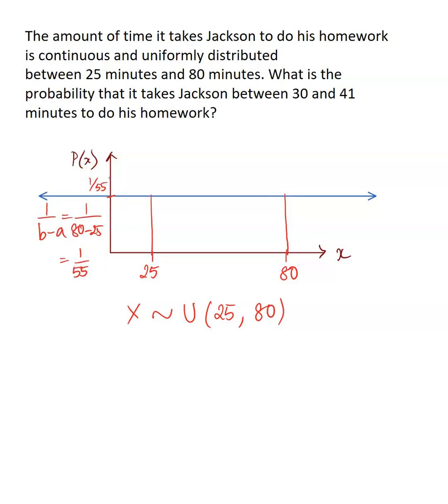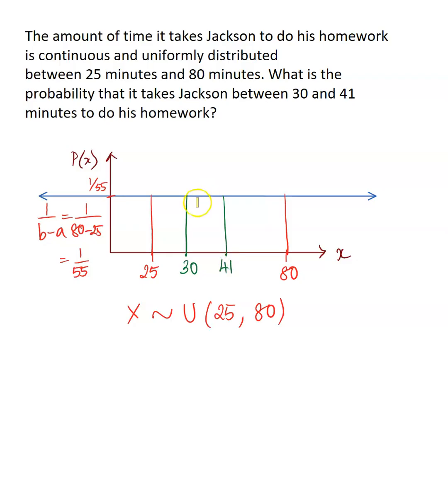You got that? Now within this box, within this rectangle, we need to measure what the probability is for Jackson to do his homework between 30 and 41 minutes. Say 30 is here and probably 41 is here.